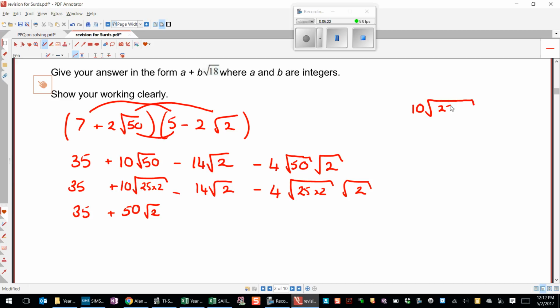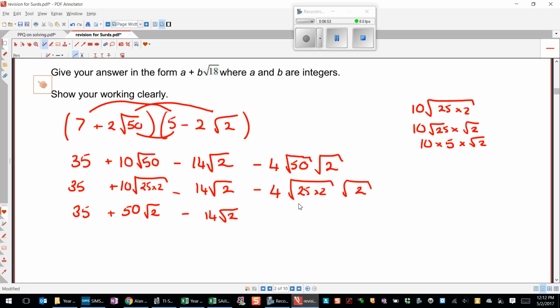So that then changes to root 25 times root 2. Root 25 changes to 5. Okay. So then 10 times 5 is 50. Okay. So then I've got 14 root 2.